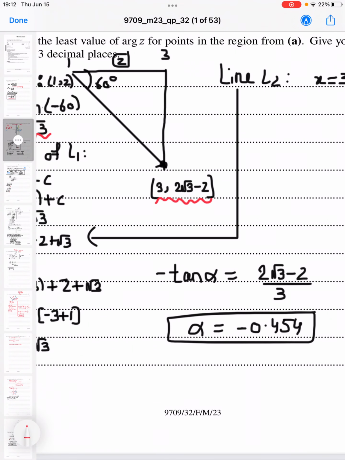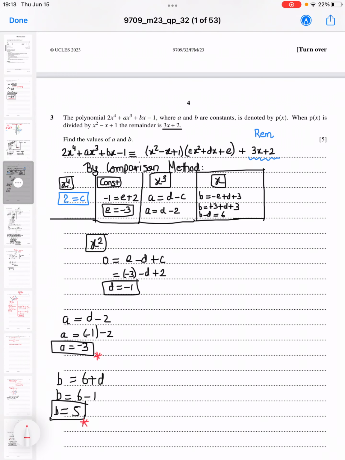So question number 3 says that a polynomial, where a and b are constants, is denoted by p(x). When p(x) is divided by this, the remainder is this. So just using the comparison method, 2x raised to the power 4 plus ax cubed plus bx minus 1 could be written as divided by x squared plus x plus 1, and another quadratic quotient which we do not know, cx squared plus dx plus e, and the remainder was 3x plus 2, so plus the remainder.